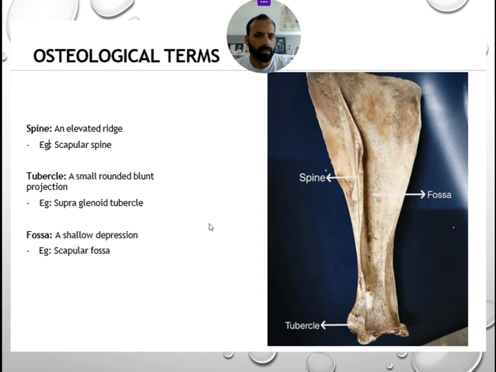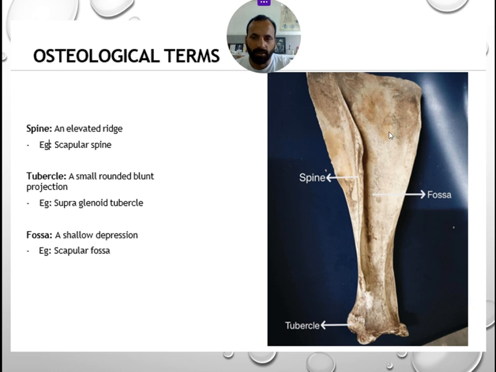So some of the osteological terms that you will be seeing along with these videos: there is one, the spine. So what is a spine? Basically, this spine is an elevated ridge of any type of bone. You just see here, the surface of the bone is divided into two parts by this elevated area, and this elevated area is known as a ridge. Then on this side of the scapula, you will see a small blunt rounded projection. You call it a tubercle.